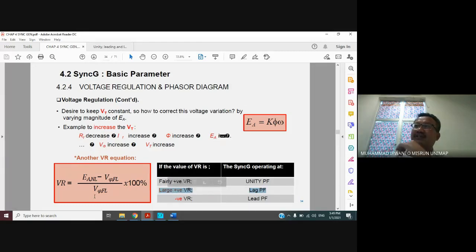How about the leading? Remember, repeat again. In the leading condition, the terminal voltage or phase voltage is higher than the internal generated voltage EA, meaning EA is lower than V phase. So EA minus V phase will have a negative value. So VR is negative for the leading power factor.